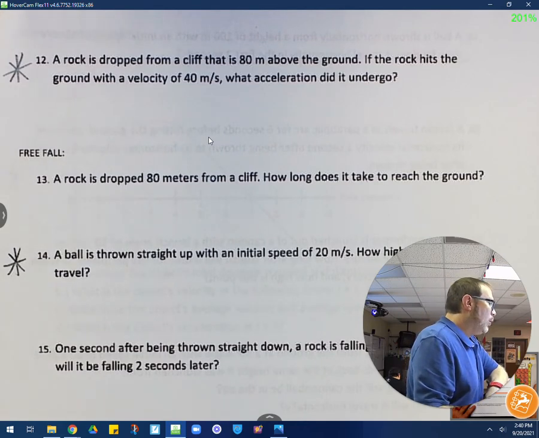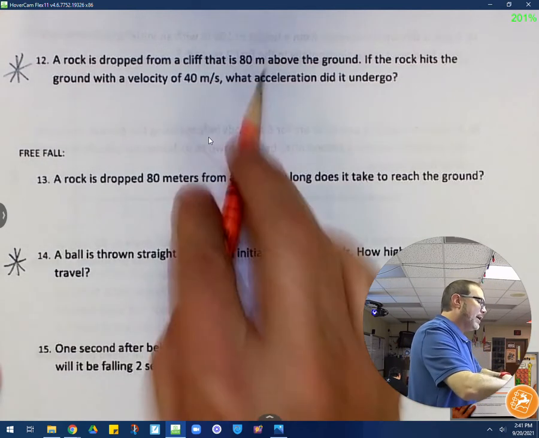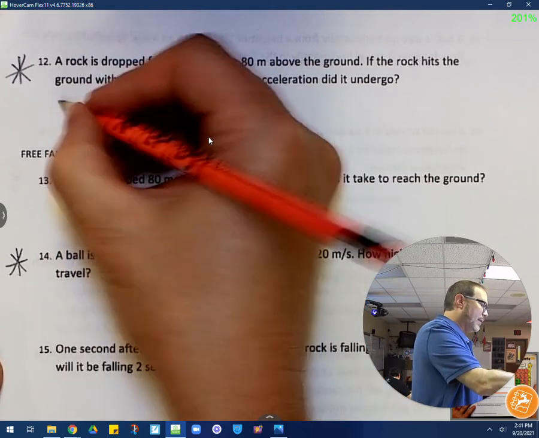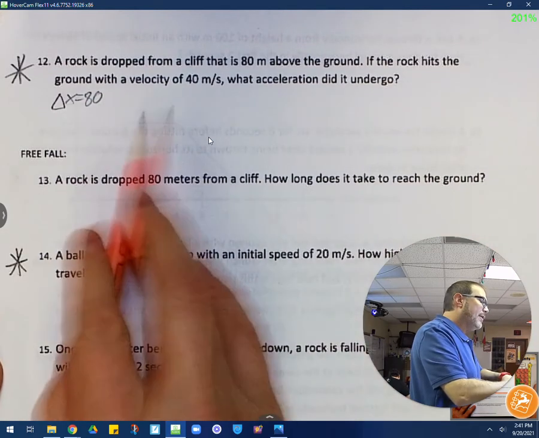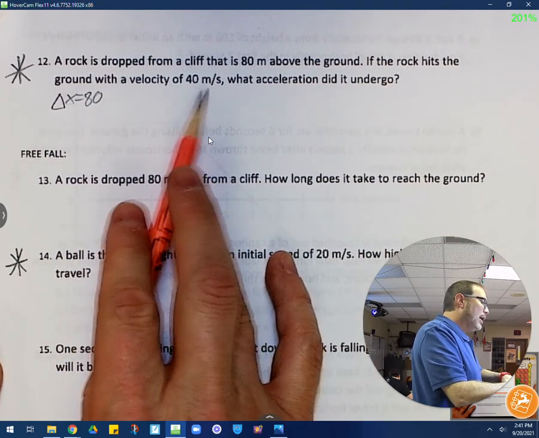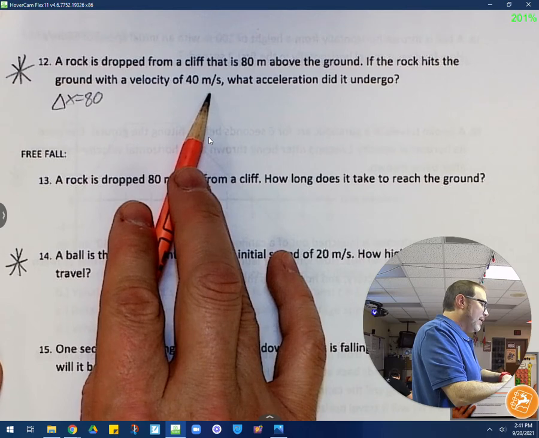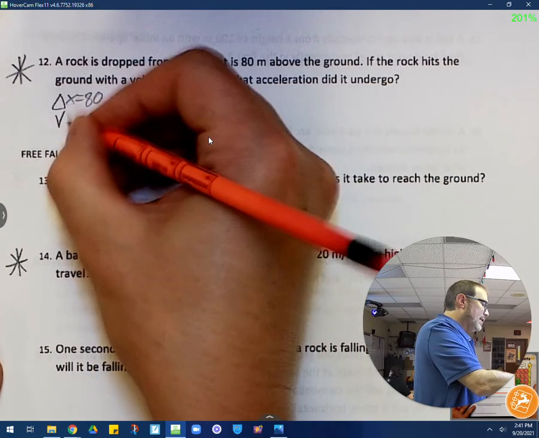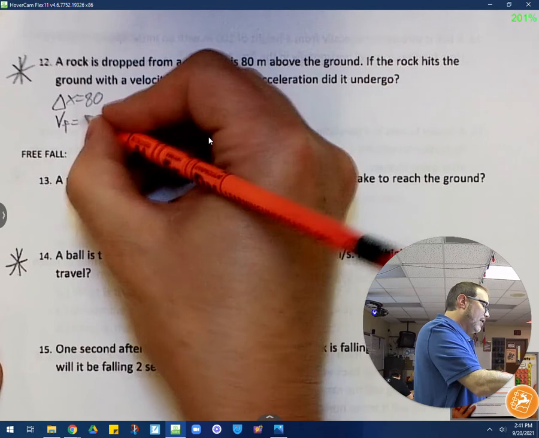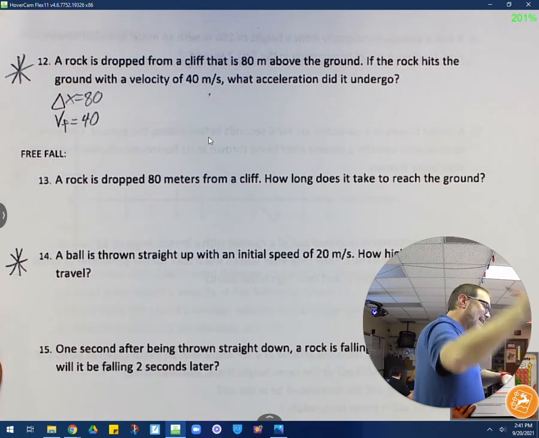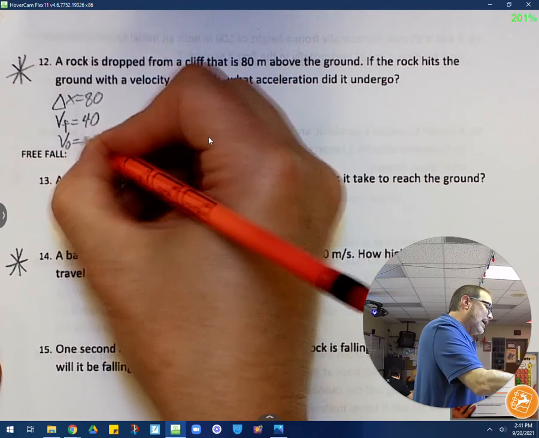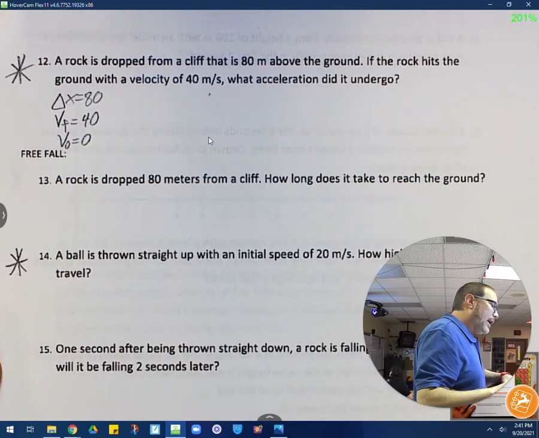So, what variables do I have here? What is 80 meters? Okay, so delta x equals 80. Okay, it hits the ground with a velocity of 40 meters per second. So, what would that be? It's going to be Vf equals 40. Do I know V0? No. Really? 0. Why 0? Right, because I just haven't dropped it yet. So V0 equals 0. All right.